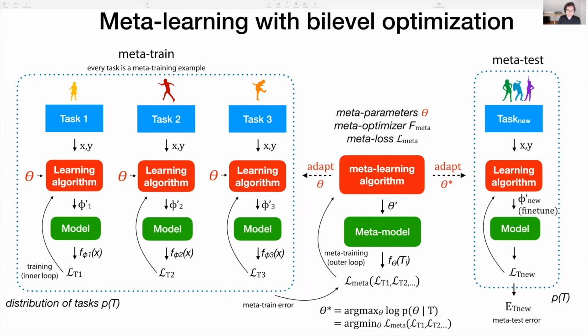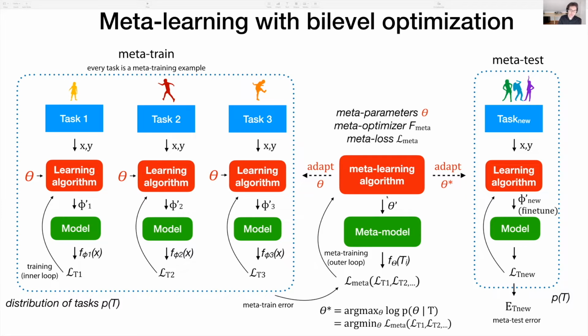This is a bit more in detail. So we learn these meta parameters with a meta learning algorithm. This could be any meta learning algorithm that is parametric, right? It needs to express meta parameters theta, which will be the model parameters of this meta model. It has a meta optimizer, F meta, and a meta loss, L meta.